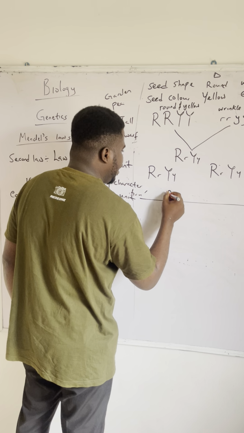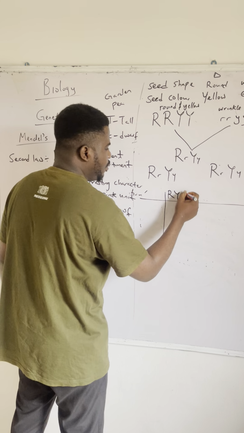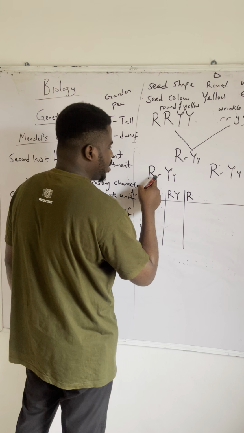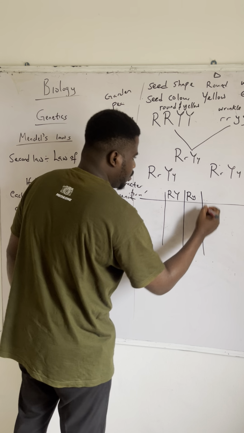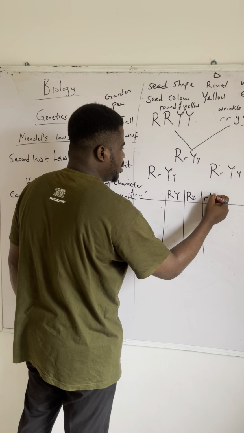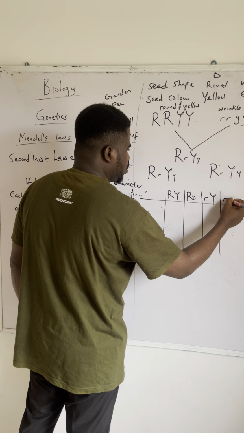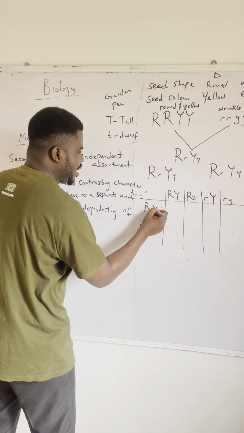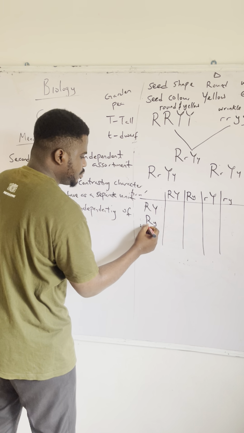So we can either have RY, that's R and capital letter Y. We can also have R and small letter y. We can have small letter r and this. So these are the gametes that we have.